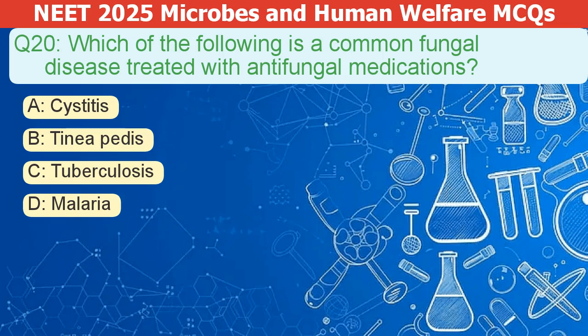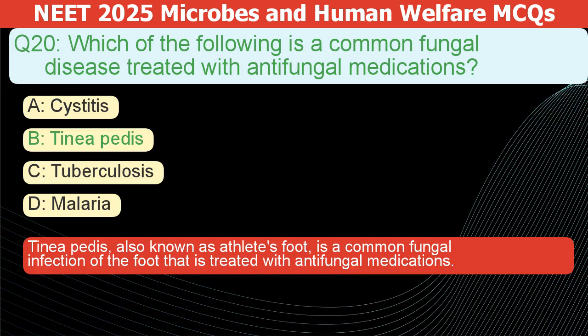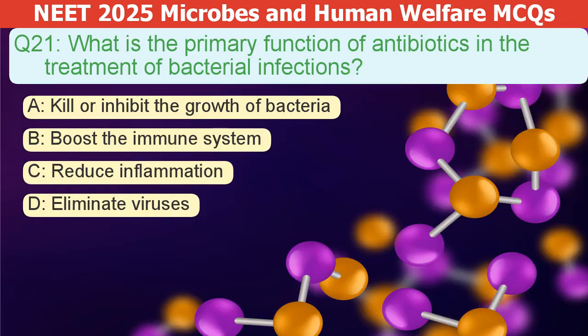Which of the following is a common fungal disease treated with antifungal medications? A. Cystitis. B. Tinea pedis. C. Tuberculosis. D. Malaria. The correct answer is B. Tinea pedis, also known as athlete's foot, is a common fungal infection of the foot that is treated with antifungal medications.